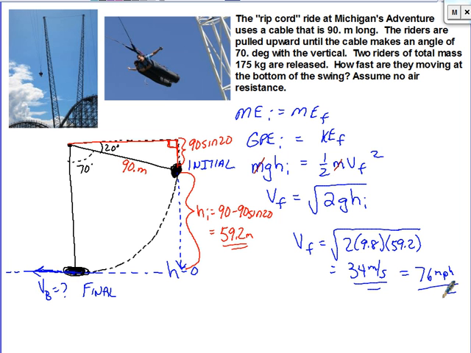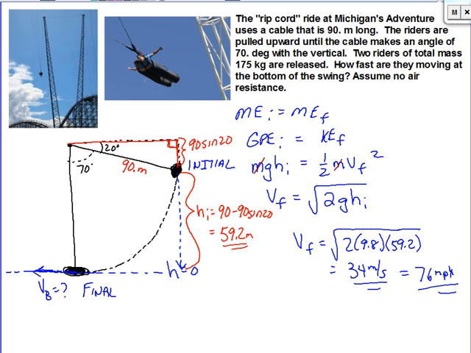And sure enough, if you've ever been on that ride, you are traveling pretty fast down at the bottom. Okay, so again, another problem in which I can use mechanical energy conservation, but I really cannot use the kinematic equations to be able to find this simply because the acceleration is variable.